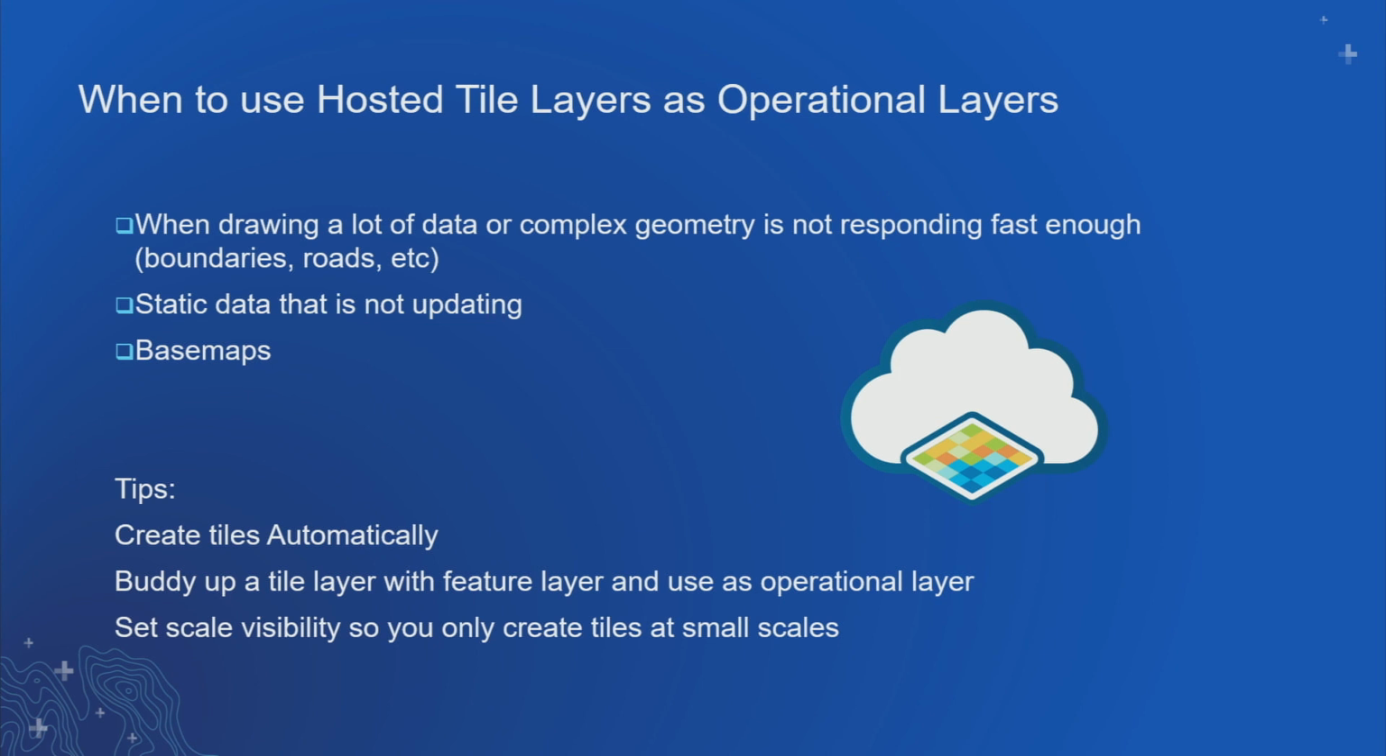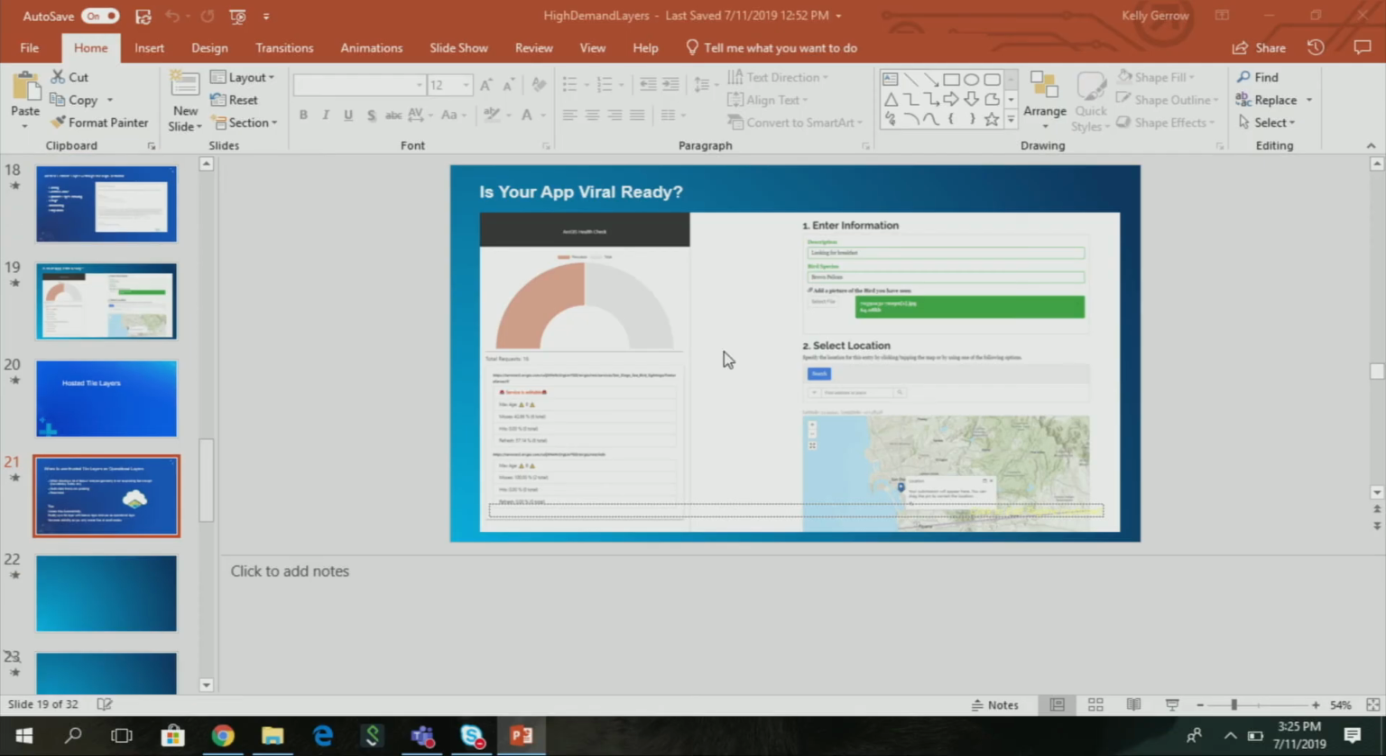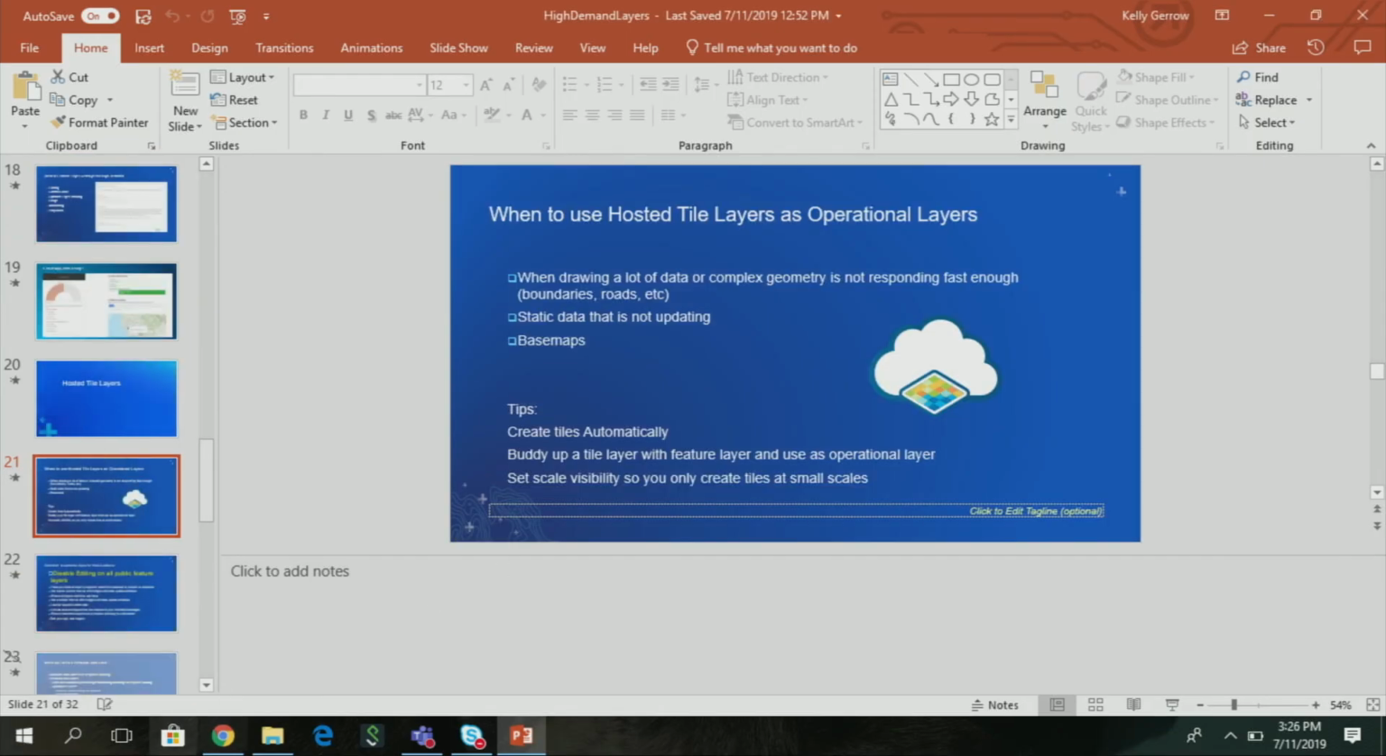You have an option with hosted tile layers to buddy them up with a feature layer so that you can use the tile layer for visualization and then use the feature layer just to query the information underneath. So this is a great way of getting really fast visualization with raster layers and then also that feature information with the tile layer. We'll take a quick look at what this looks like and compare them.